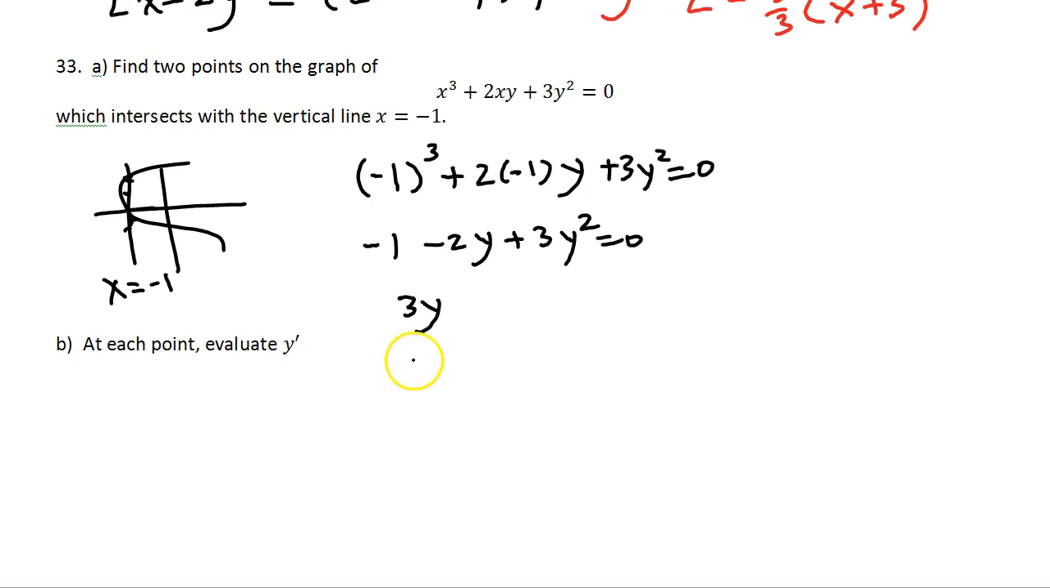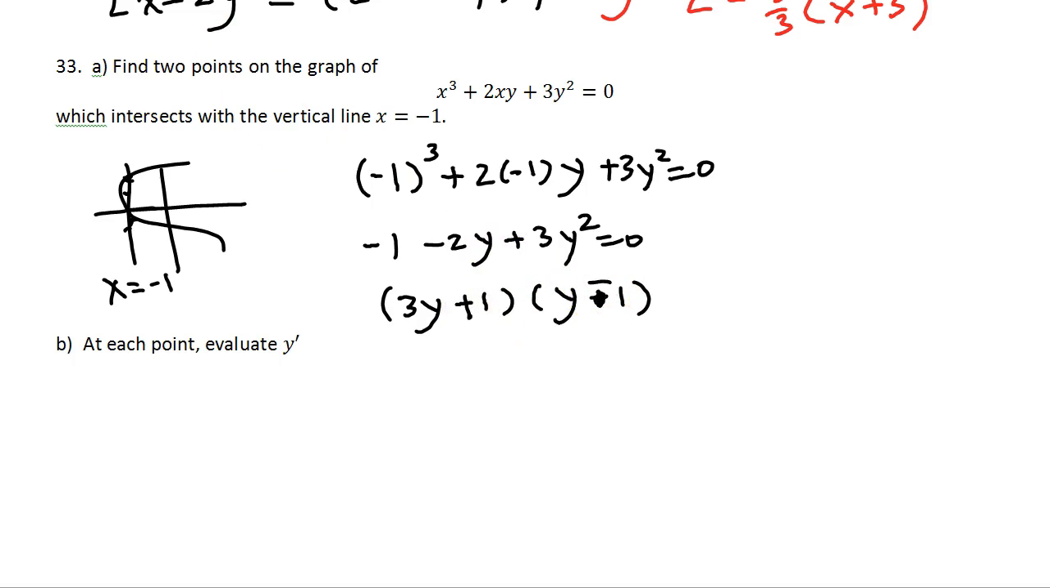okay, so I need to factor this. Let's see, how does this factor? 3y minus 1 and y plus 1 maybe? Let's see. 3y times y does give you 3y squared. Negative 1 times 1 does give you negative 1, but if I multiply this and add, oh, actually this one should be positive and that should be minus.